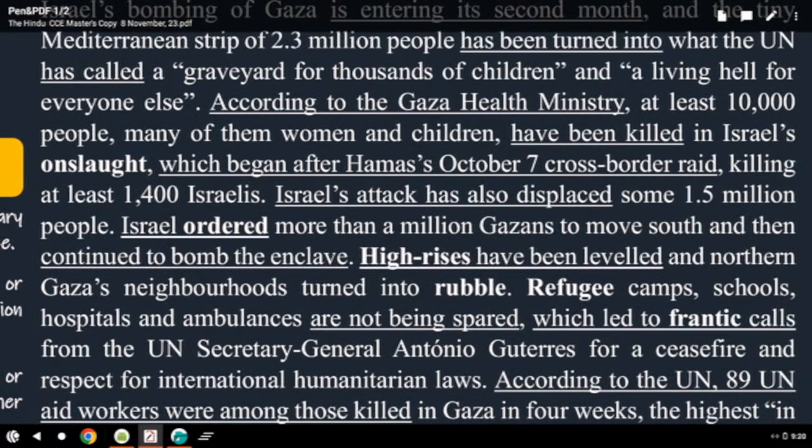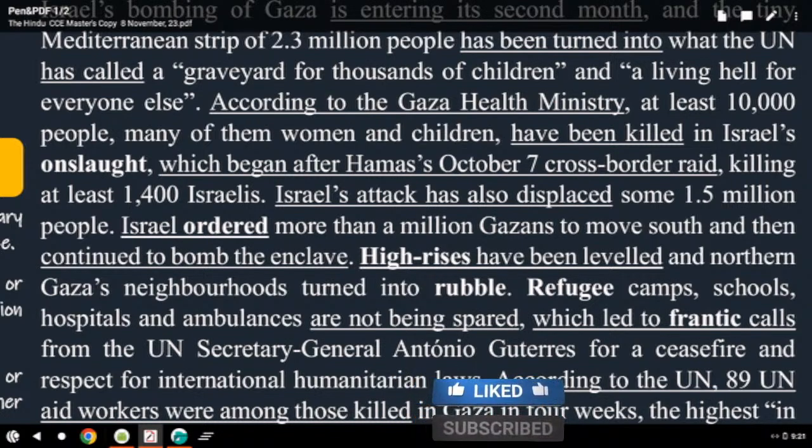So, according to the Gaza Health Ministry, at least 10,000 people, how many? 10,000, many of them women and children, have been killed. Which tense? Active voice or passive voice? Passive voice. Have been killed in Israel's onslaught. Onslaught means continuous attack using bombs, weapons, which began after Hamas's October 7 cross-border raid. So when did this start? October 7. What is the date today? November. 1 month is over.